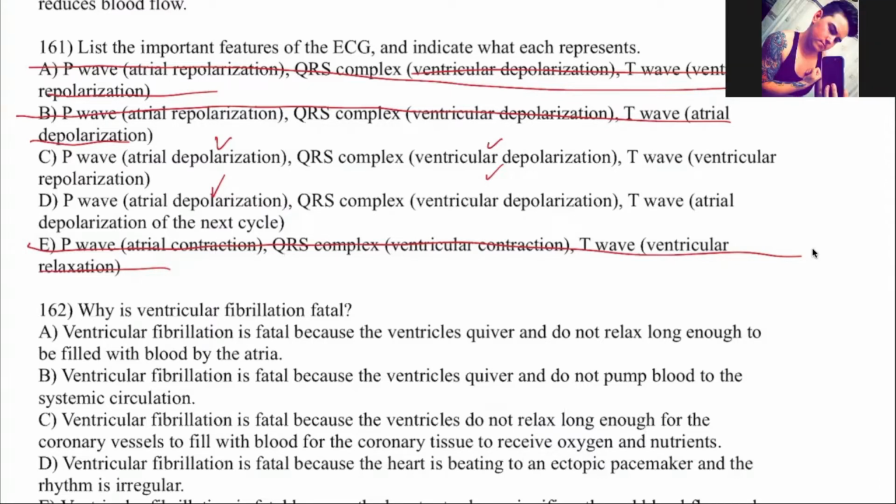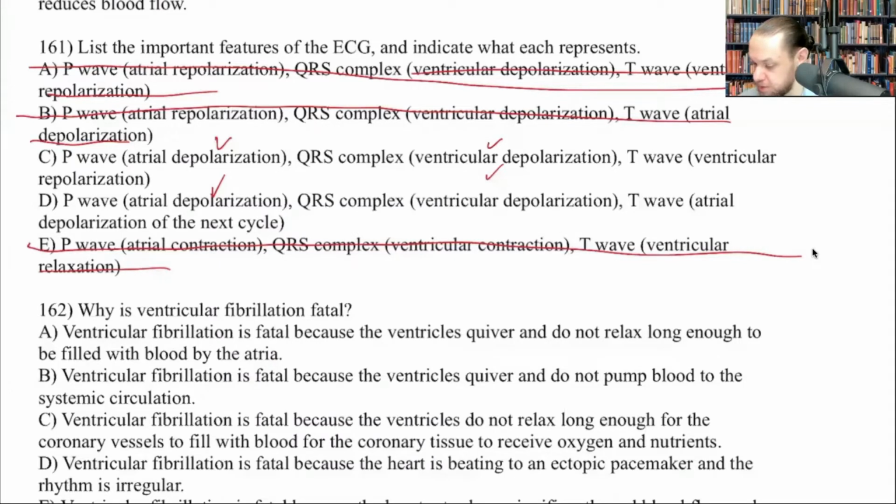It's repolarization. So then we are at choice C. T wave is ventricular repolarization. That is correct. So that's how I would go about choices like these, right? Just go by process of elimination. Okay, so we'll do that.